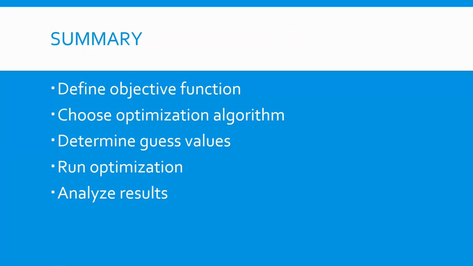So, to summarize, we defined an objective function, chose an optimization algorithm based on what we knew about the problem, decided on some guess values for our inputs, ran the optimization, and then looked at the results to see if they made sense.